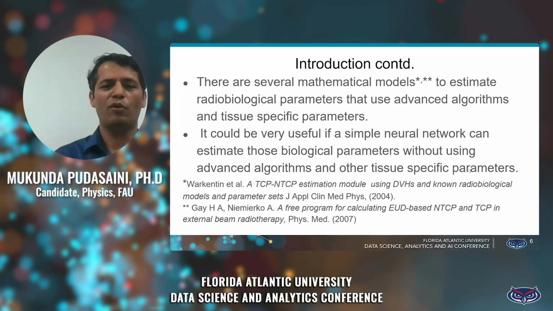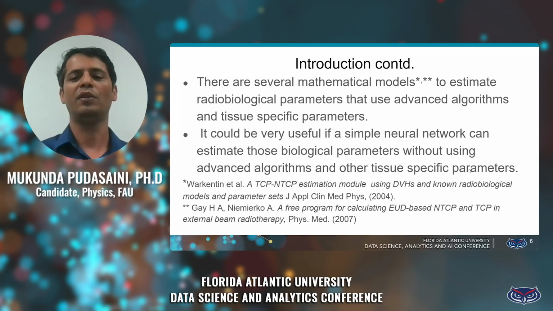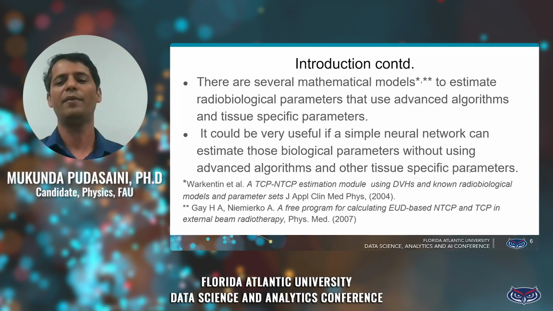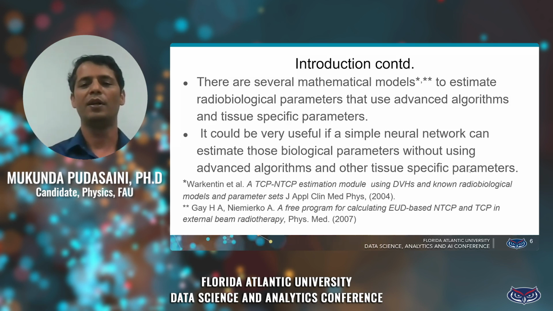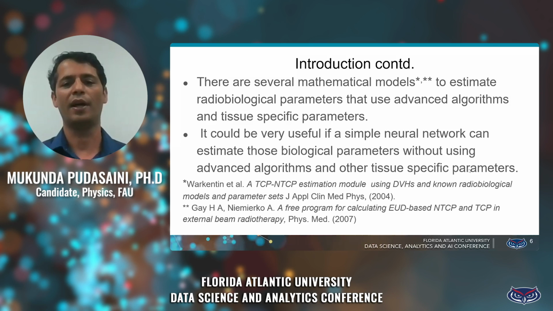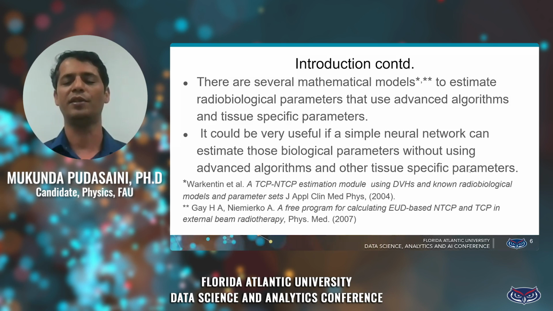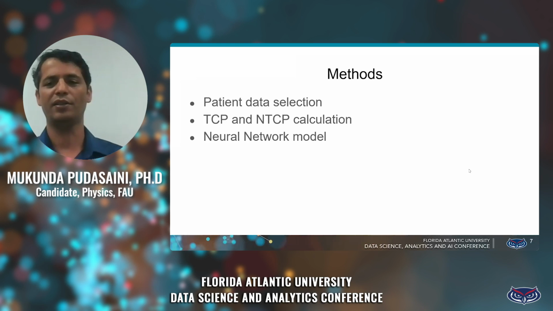There are several mathematical models like those cited here that are used to estimate the radiobiological parameters, but those are using advanced algorithms and many tissue-specific parameters. It could be very useful if we can develop a simple neural network that can calculate or predict the radiobiological parameters without using those advanced algorithms and tissue-specific parameters. In this section, I'll talk about the patient data selection, TCP and NTCP calculation, and neural network model.